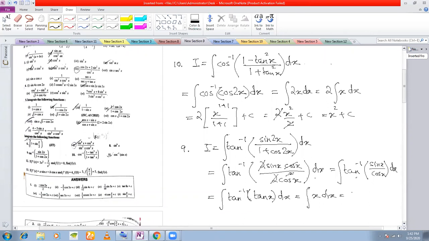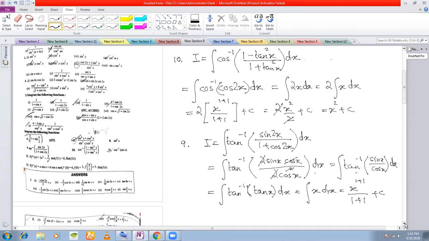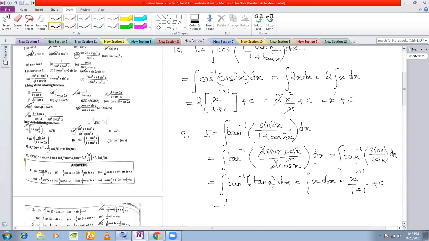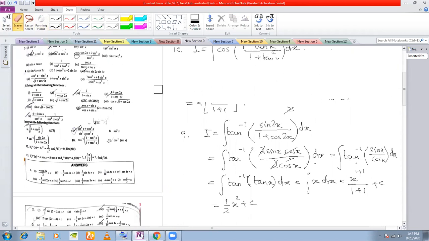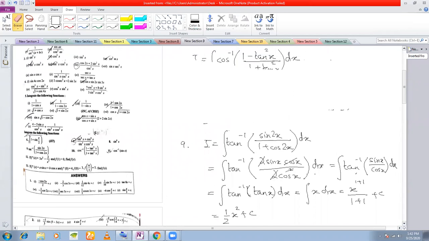And integration of x is x to the power 1 plus 1 by 1 plus 1. So this will give you half of x square plus c. Is it clear or not? Yes, sir. So these sums look big, but they are actually nothing.